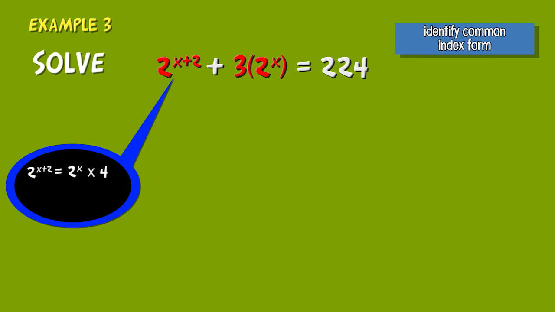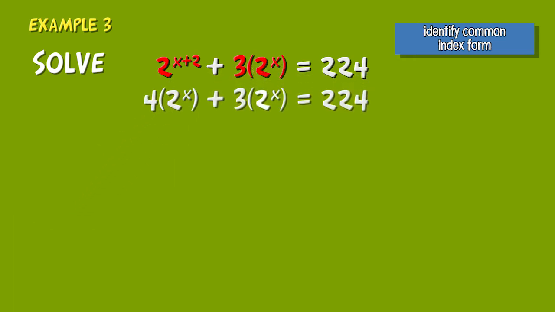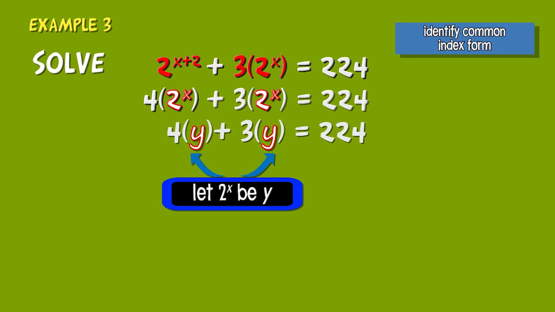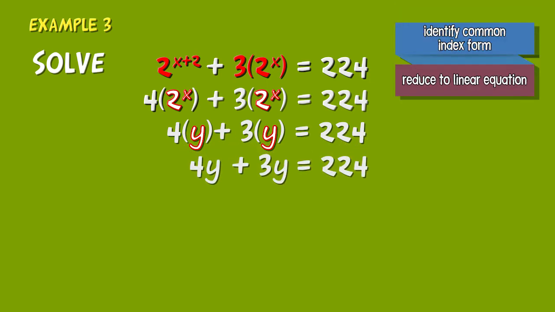Again, we should write the constant on the left-hand side of the term. So, 2 to the power of x plus 2 is the same as 4 times 2 to the power of x. Let's replace 2 to the power of x plus 2 with 4 times 2 to the power of x. Now, can you see that 2 to the power of x is the common index form? Like before, we can substitute the common index form 2 to the power of x as y, and we get the linear equation 4y plus 3y equals 224.